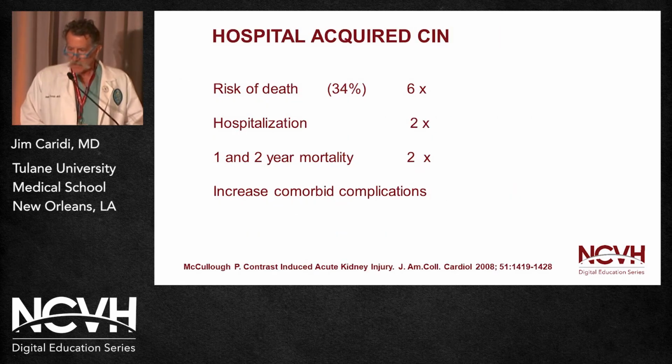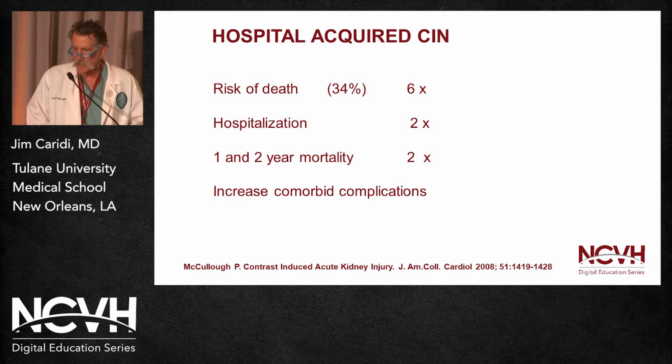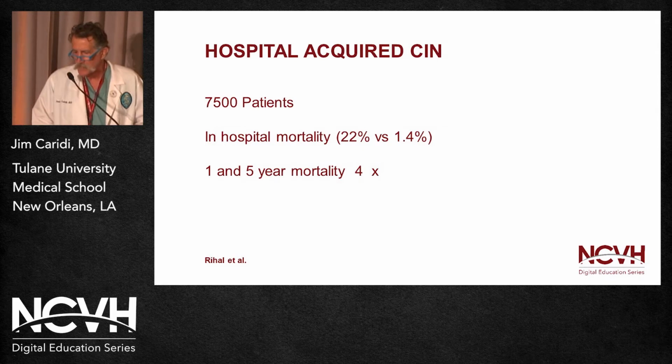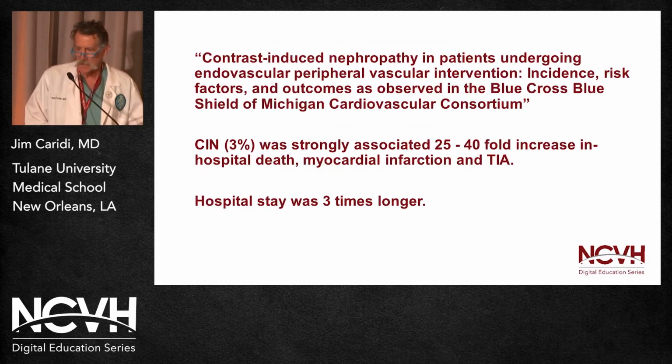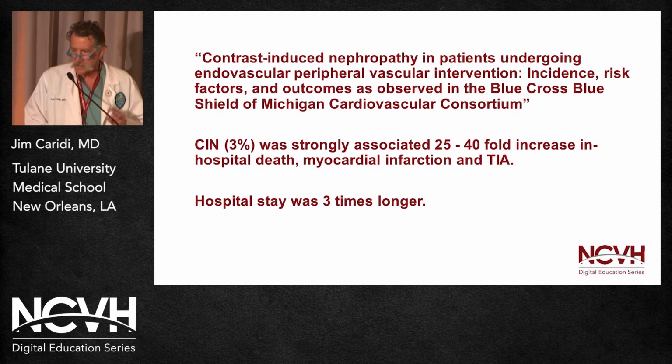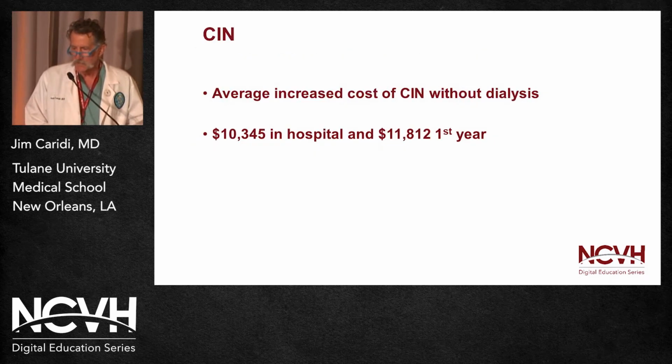Some of the articles that have been out: hospital-acquired CIN increases the risk of death 6 times, and that extends out over the years, with mortality twice as high. Another article, 7,500 patients, the in-hospital mortality was 22% versus 1.4%, and again, it extends out over the years. This was a consortium of patients with Blue Cross Blue Shield who had endovascular procedures, and the contrast-induced nephropathy was 3%, had a 25 to 40-fold increase in in-hospital death, and the hospital stay was 3 times longer.